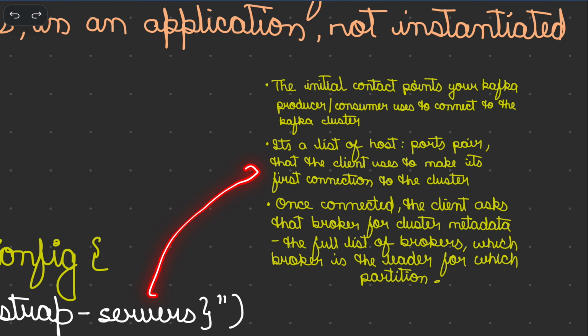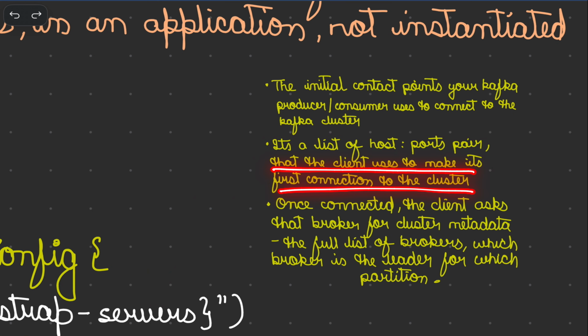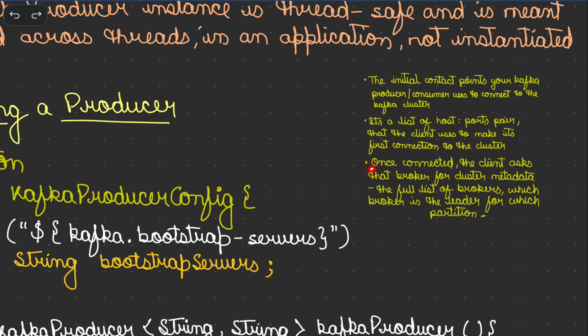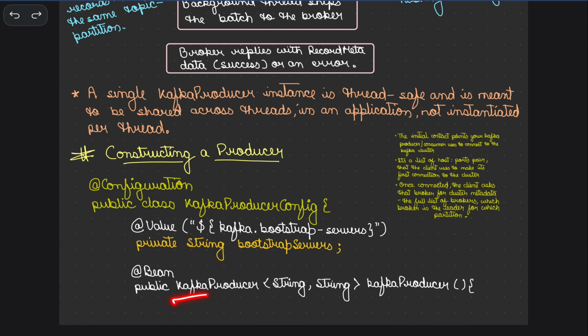Now what does this bootstrap server contain? It contains a list of host:port pairs that the client uses to make its first connection to the cluster. Once connected, the client asks that broker for the cluster's metadata: the full list of brokers, and which broker is the leader for which partition. All the details will be shared when the connection is built. I hope this is clear. Now this is the Kafka producer we are creating. Let's move to the next page.